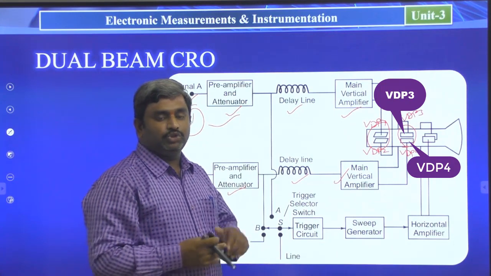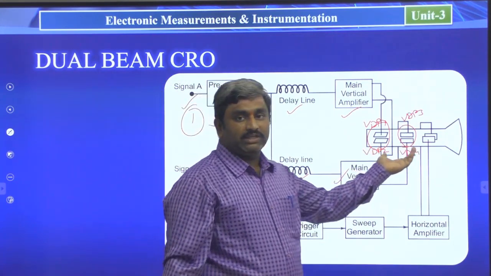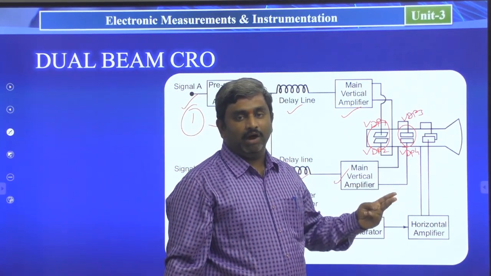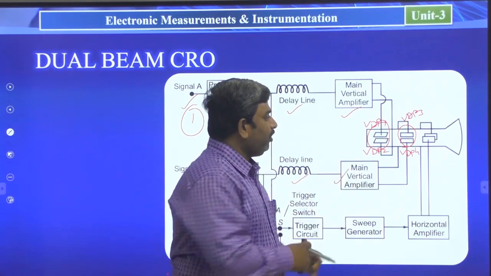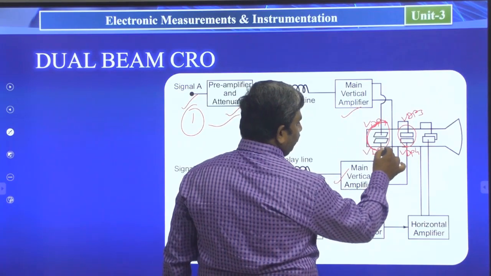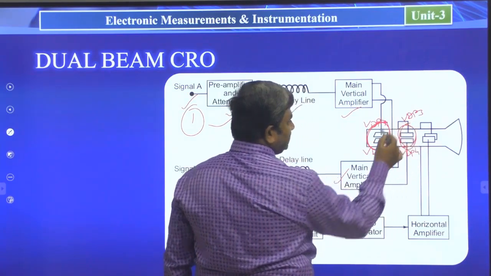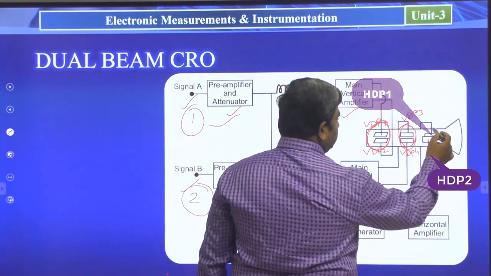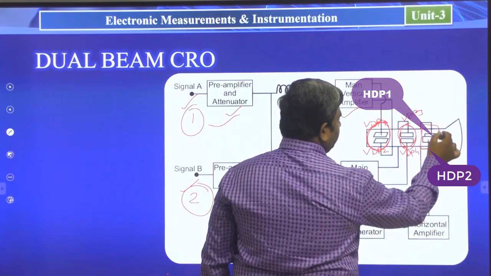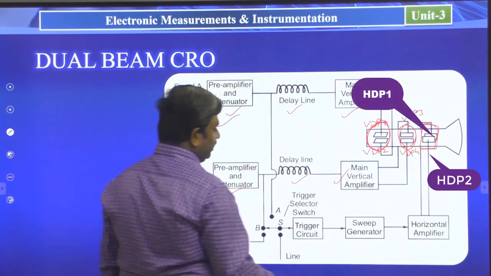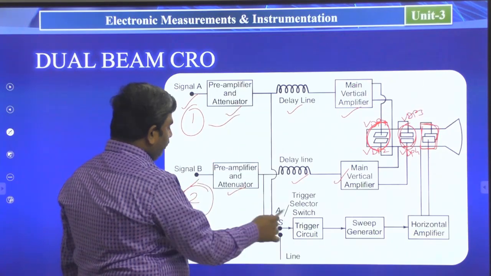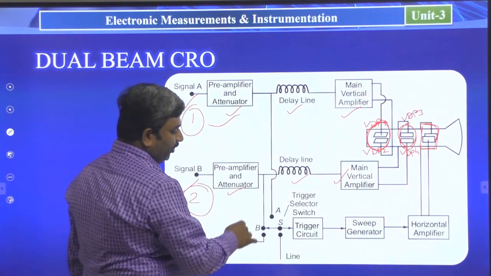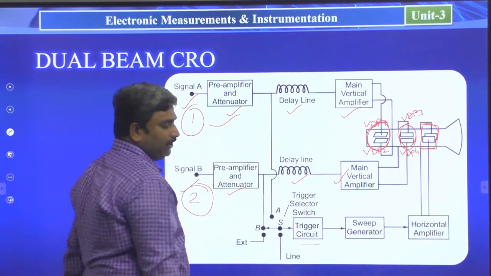That means in the dual beam CRO, the CRT consists of two sections of vertical deflection plates. This is the first section and this is the second section. And these two are the horizontal deflection plates, where the channel 1 vertical amplifier output and channel 2 vertical amplifier output we are connecting to a trigger circuit.